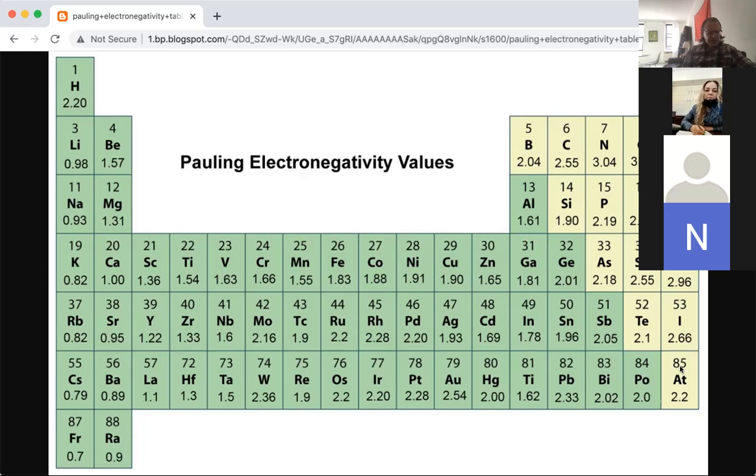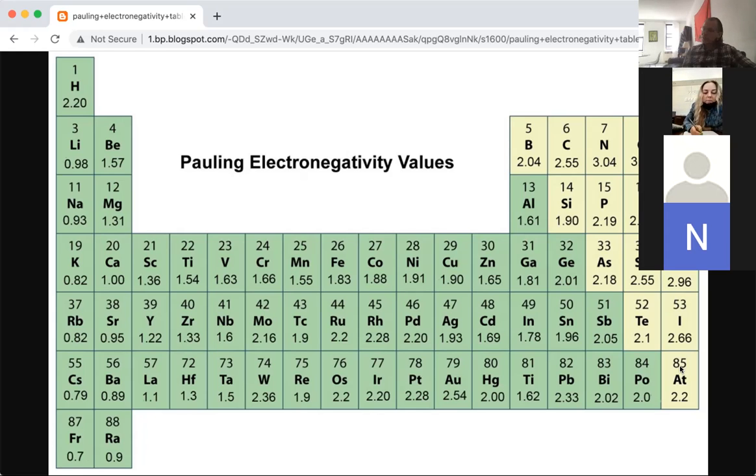Another pattern I want to bring to your attention is that if you look at the second period, the second row, a period is a row. Lithium, beryllium, boron, carbon, nitrogen, oxygen, and fluorine. Notice there's a pattern there, which is the electronegativity value increases as you move from left to right, away from metals and toward the nonmetals. You can think of it this way. The further to the right you go, the more non-metallic the element becomes.